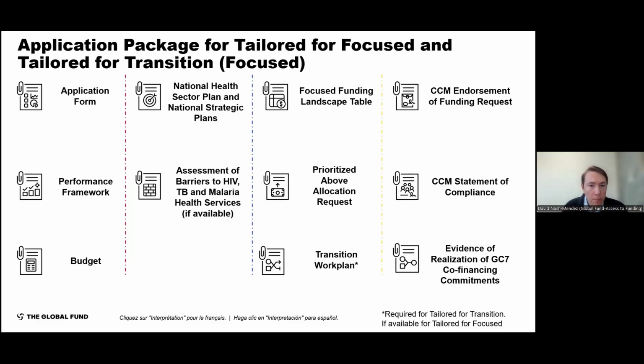The performance framework uses the same Excel format for focused portfolios as the core and high impact portfolios do, but the amount of information requested for focused portfolios is significantly less. For example, focused portfolios are not asked to include impact or outcome indicators, and the amount of coverage indicators requested is much less and is different depending on which management model is used. Considering these differences, we highly recommend consulting the Performance Framework Development Guidelines, which will be published soon, before starting to work on the Performance Framework.